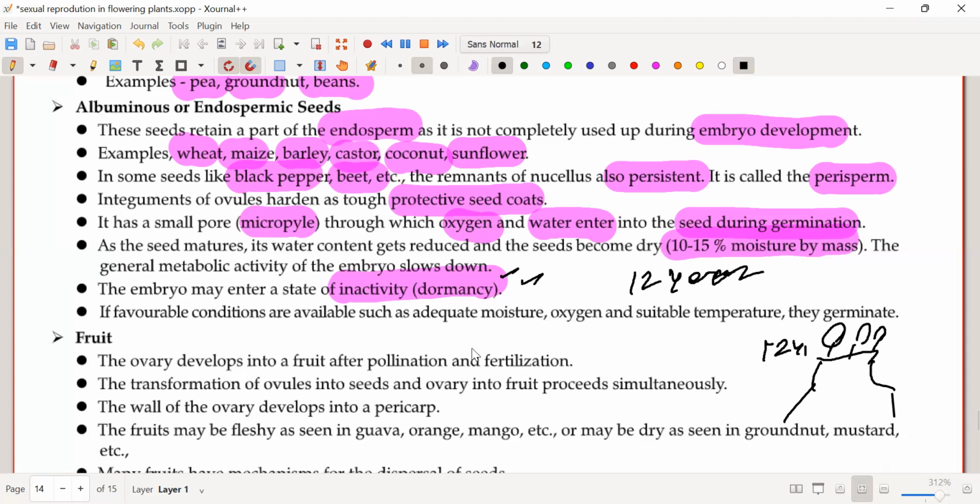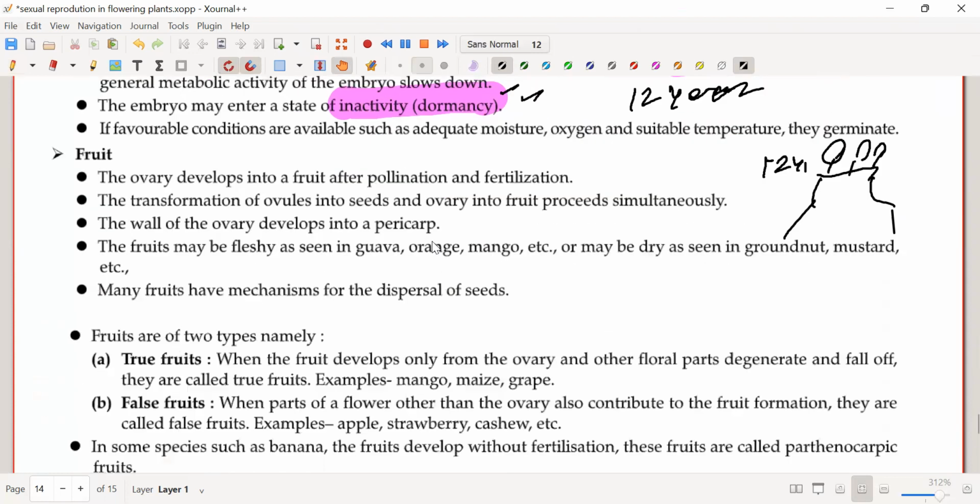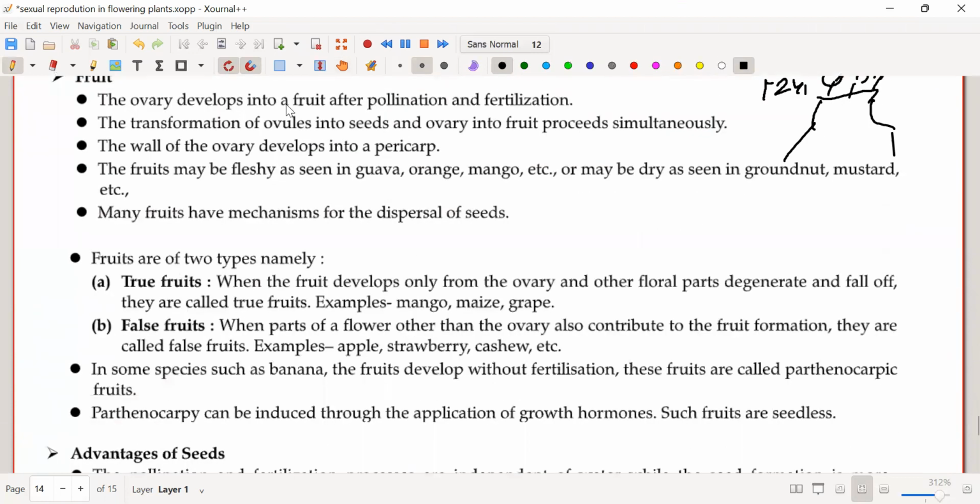Fruits. All right, fruits. The ovary develops into fruit after pollination and fertilization. The transformation of ovules into seeds and ovary into fruit proceeds simultaneously. The wall of the ovary develops into a pericarp. The fruit may be fleshy, as seen in guava, orange, mango, etc., or may be dry, as seen in groundnut, mustard, etc. Many fruits have mechanisms for disposal of seeds.